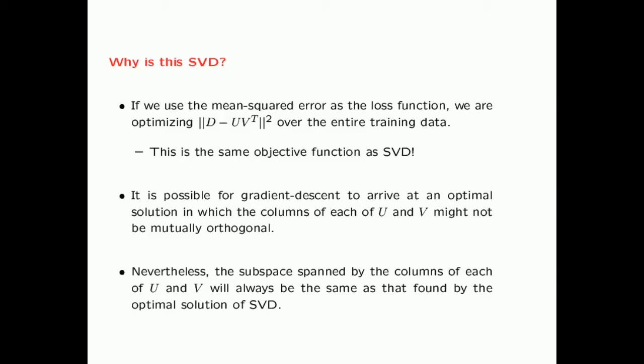But even in that case, whatever V that you find, you can show that it will always span this D cross K matrix. If you look at the K columns of this matrix V, you can show that the subspace spanned by the columns of V will always be the same as that found by the optimal solution of SVD, in which the columns are orthonormal. Now, is there a way in which one can enforce the columns to be orthonormal by using an autoencoder architecture?